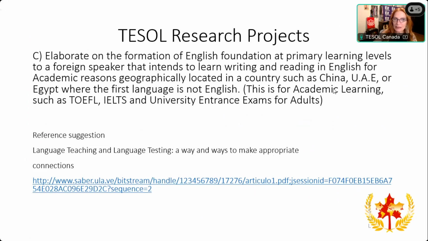The third one is elaborate on the formation of English foundation as primary learning levels to a foreign speaker that intends to learn writing and reading in English for academic reasons, geographically located in a country such as China or Egypt, where the first language is not English. This is for academic learning, such as TOEFL, IELTS, and university entrance exams for adults. So here are some references that I found that can be like the beginning.